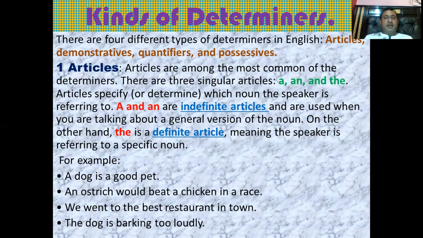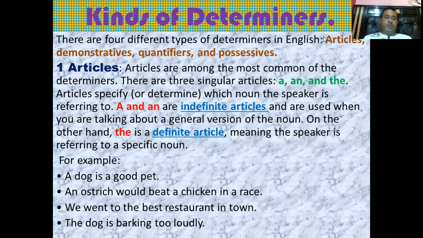On the other hand, the is a definite article, meaning the speaker is referring to a specific person. The can be used both for singular as well as plural, but a and an are used for singular nouns. Now let us consider a few examples.